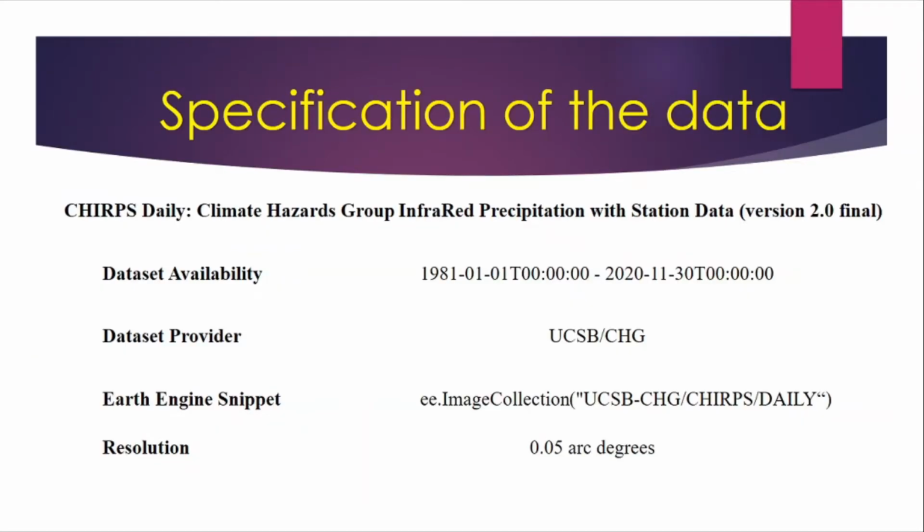Here are some specifications of the dataset. Data accessible from 1981 to 2020 till November. The data provider is UCSB, that is University of California Santa Barbara. The resolution of the dataset is 0.05 arc degrees, and this is the ID of the dataset to get the data in Google Earth Engine. So just head to the Earth Engine code editor for the rest of the process.